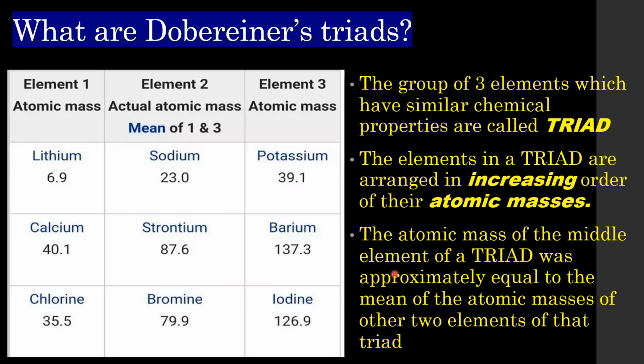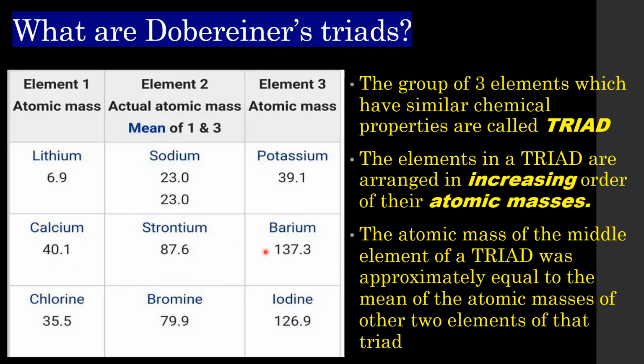The atomic mass of the middle element of a triad was approximately equal. See, this is the first element, this is the third element. Middle elements are these. So approximately equal to the mean of the atomic masses of the other two elements of that triad. Mean means you take lithium atomic mass 6.9 plus potassium atomic mass 39.1 divided by 2. You should get the atomic mass of sodium. So when you do that, you will actually get 23.0 as the mean, which is correct.